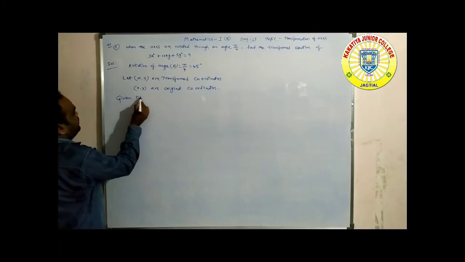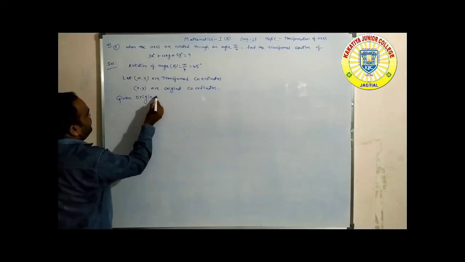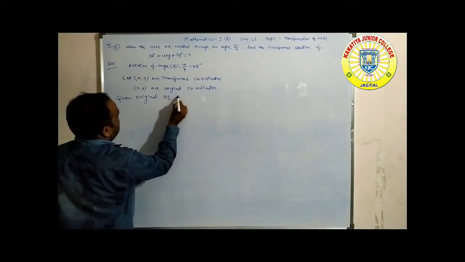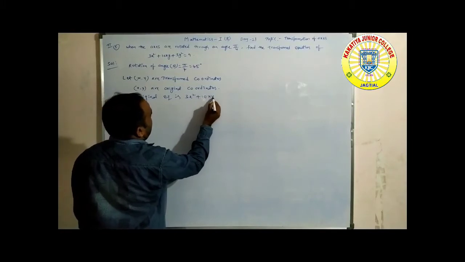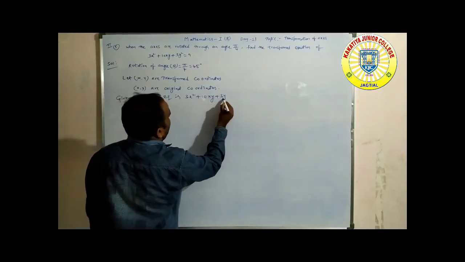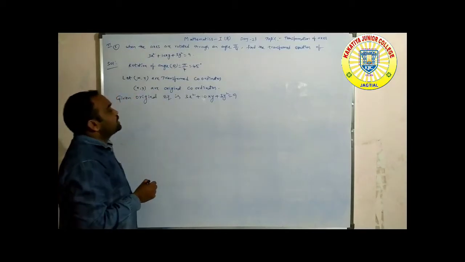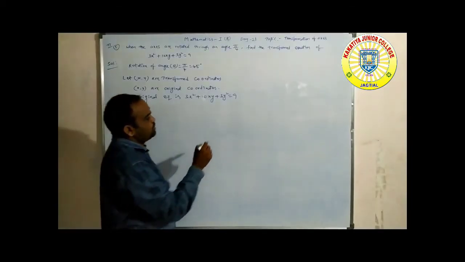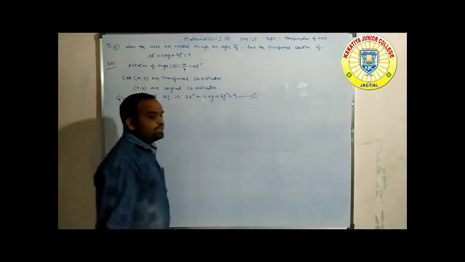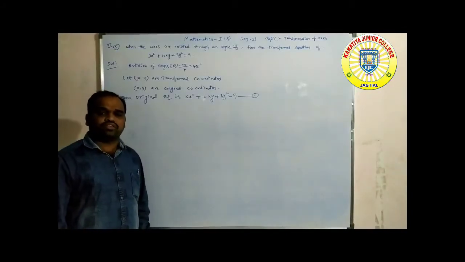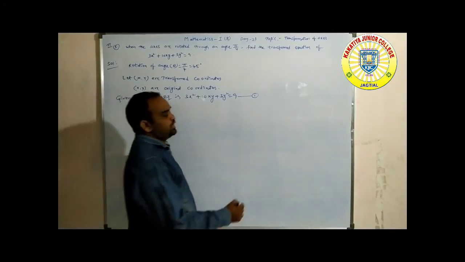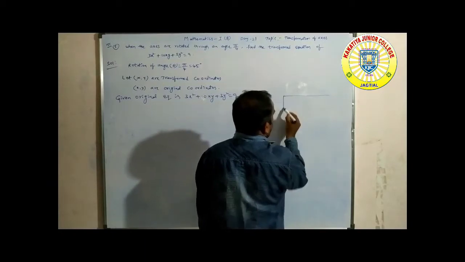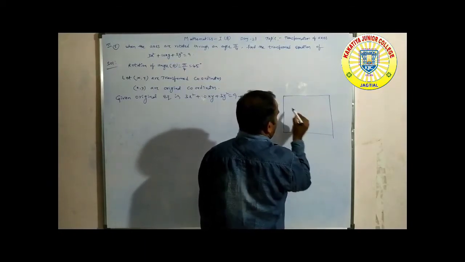Okay now? Here we are writing given original equation is 3x square plus 10xy plus 3y square is equal to 9. This is the equation 1. This given equation is the original equation. Now we have the relation between the new coordinates and old coordinates. In the rotation of axis, we can find the relation between the new coordinates and old coordinates.